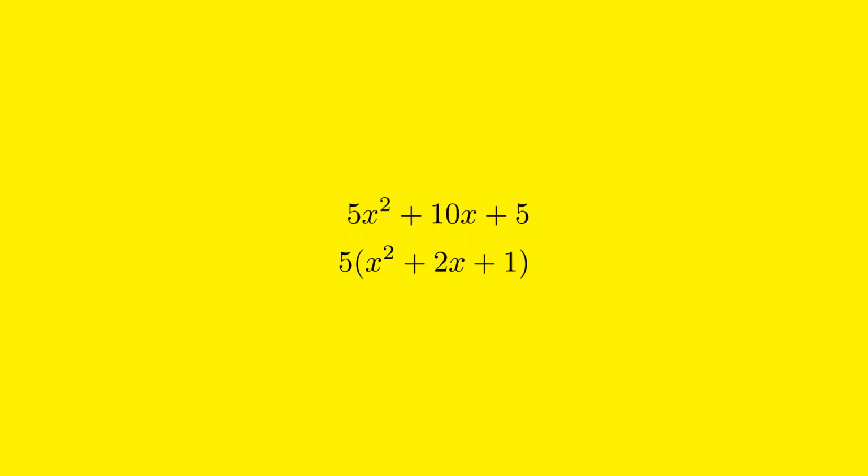To begin solving the quadratic expression 5x squared plus 10x plus 5, the first step is to factor out the greatest common factor of all the terms. In this case, the greatest common factor of 5x squared, 10x, and 5 is 5. Thus, we can rewrite the expression as 5 multiplied by the quantity x squared plus 2x plus 1. This simplifies the expression by reducing the coefficients within the quadratic term.